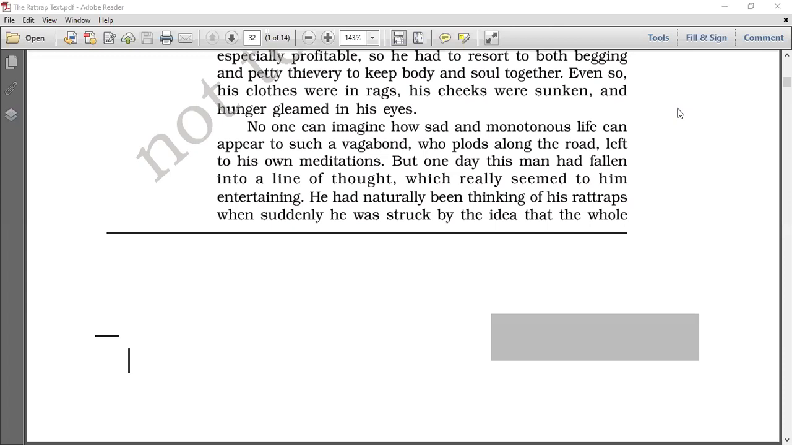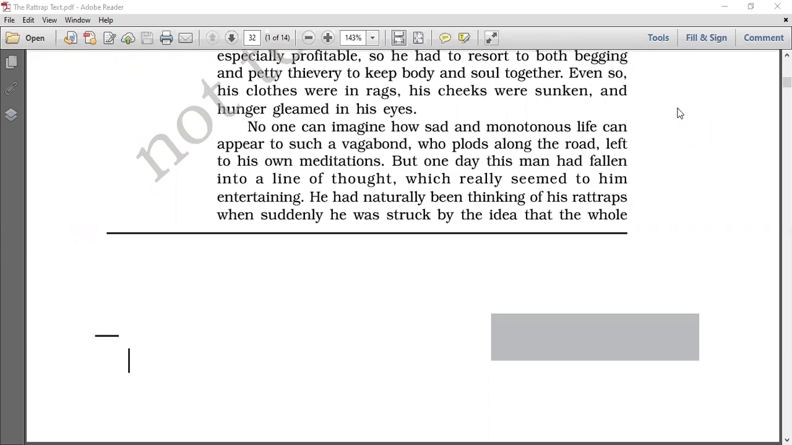That's why they are all wandering here and there along the roadside. We simply say loose ones easily. So no one can imagine. Here the author is giving the readers the concept to understand. No one can imagine how sad and monotonous life can appear to such a vagabond.